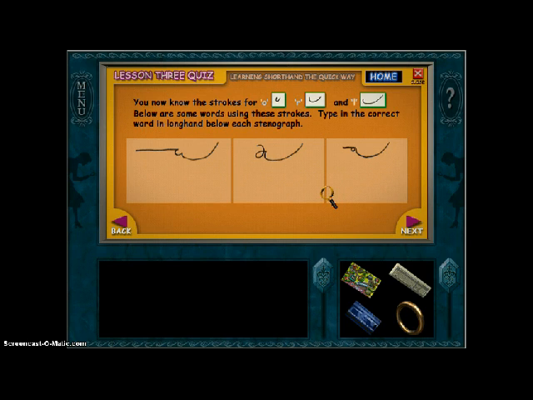Okay, you know what to do. Type in the word that represents each stenograph. So this is O, ol, mole. This word right here reads A, let's see, what does that say? Sail? Sure, yeah, that's sail.